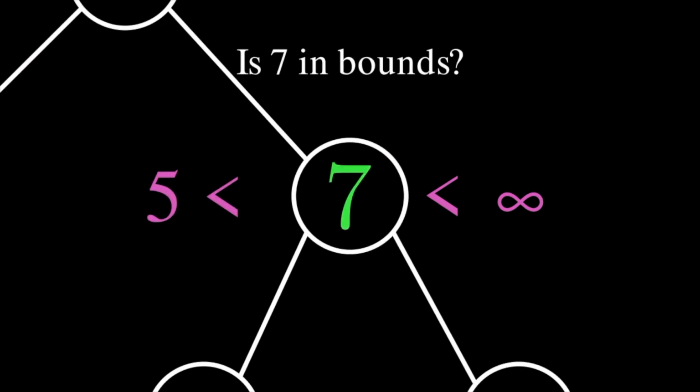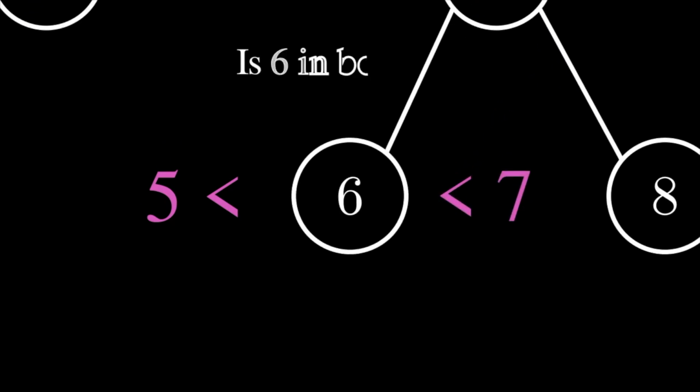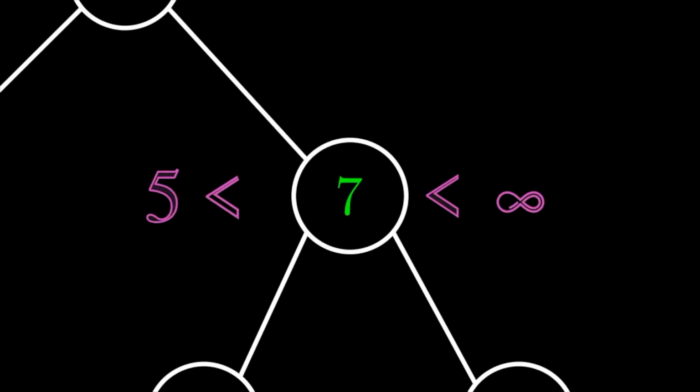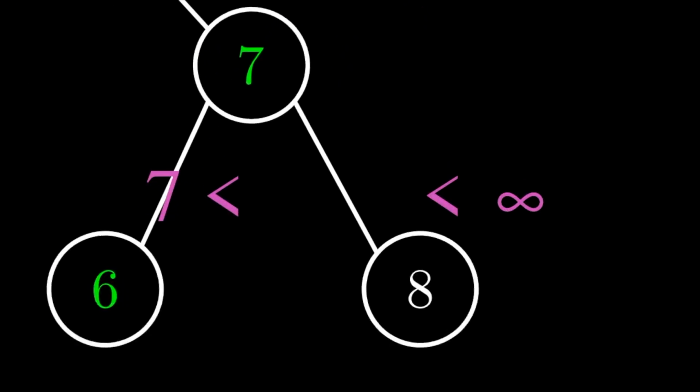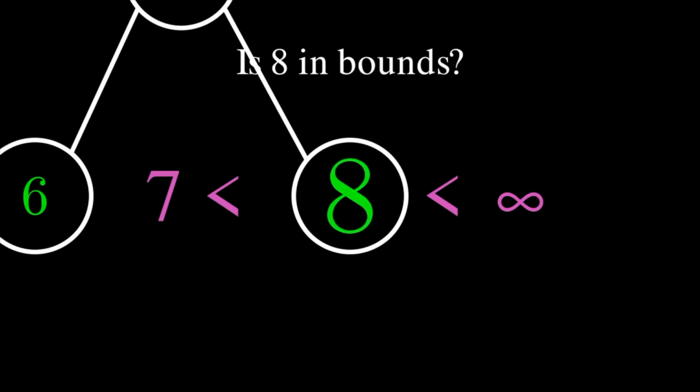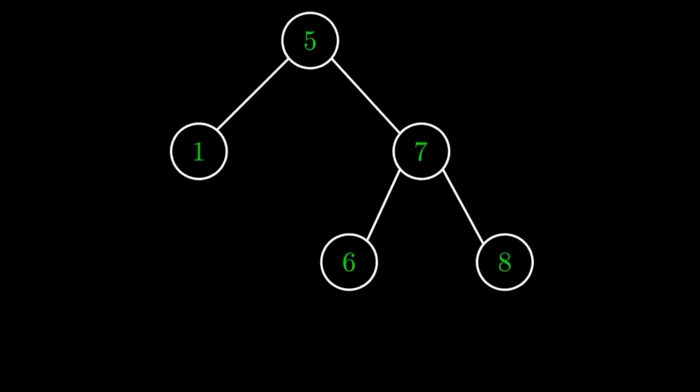We see that 7 is also within these new bounds, and then we move to the left and see that 6 is also within these new bounds. We then backtrack, update the left-hand side, and check that 8 is also within these bounds. So we have an overall valid binary search tree.